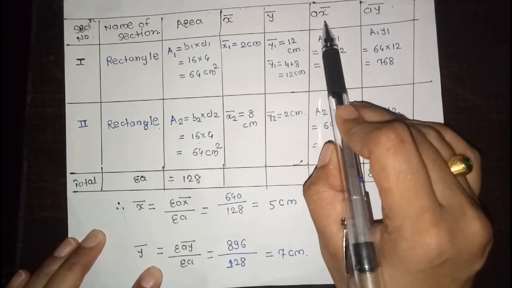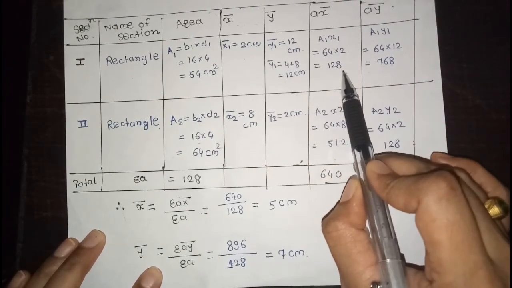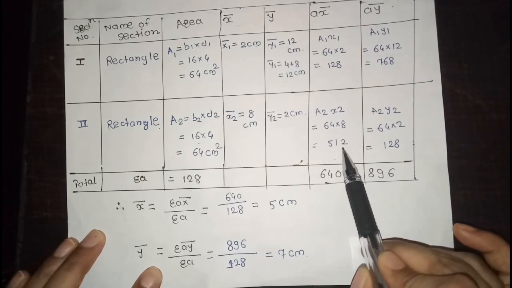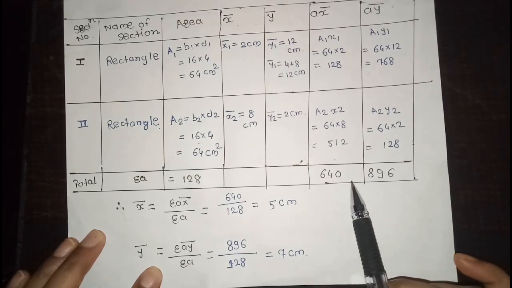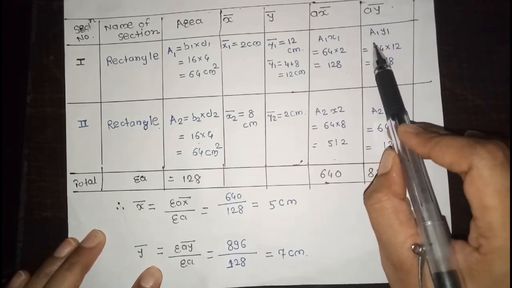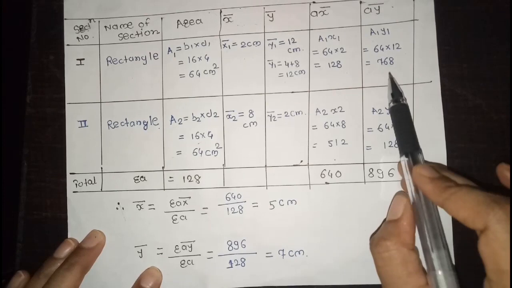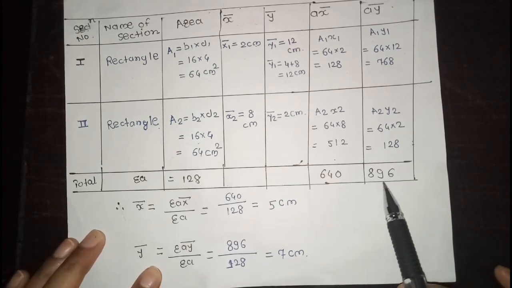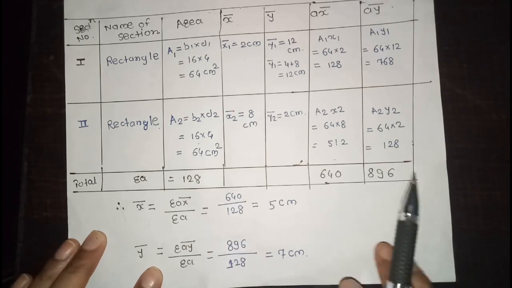Then summation AX bar, that means A1 x1 plus A2 x2, 128 plus 512, then we get 640. Then summation AY bar, A1 y1 plus A2 y2, means 768 plus 128, then we get 896.